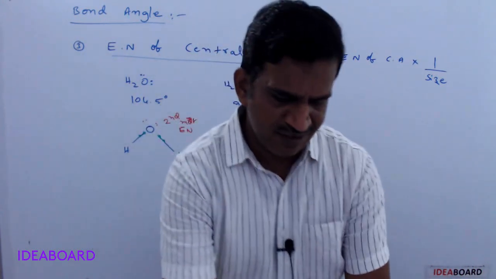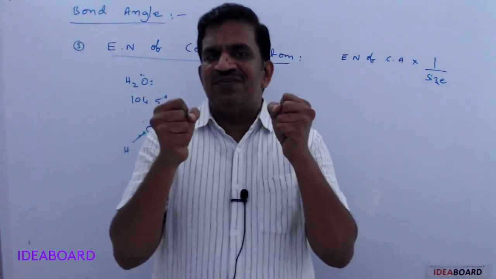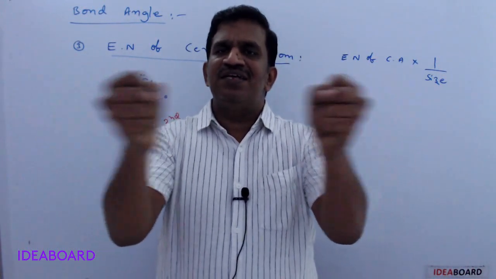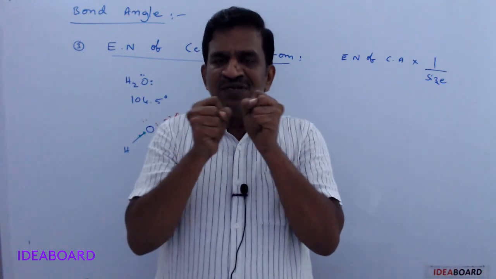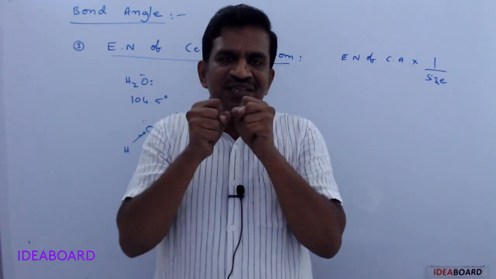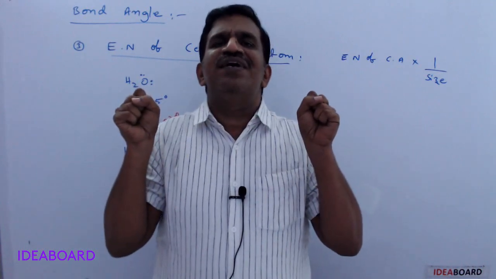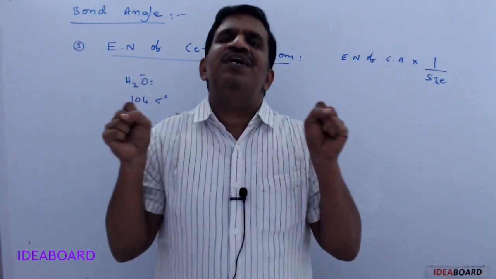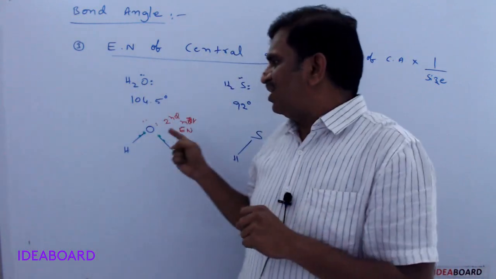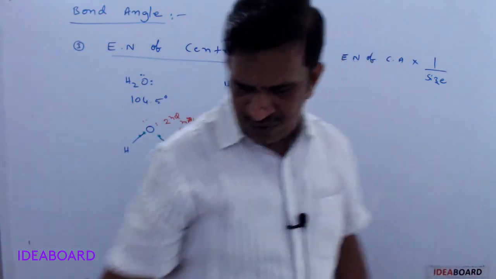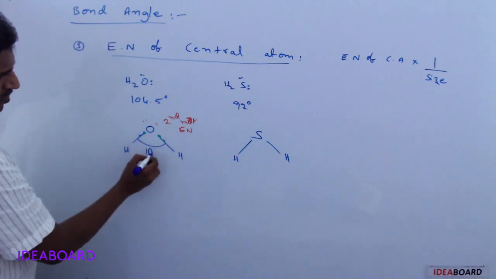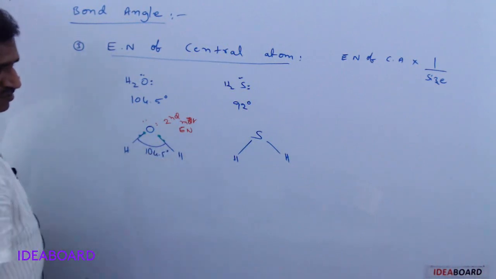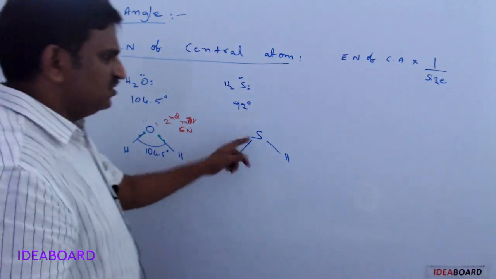Okay, so these are the bond pairs. When these bond pairs are away, the repulsions are less. When bond pairs are near to the central atom, the repulsions are more. When the repulsions are more, they move away. When they are moving away, what happens to the bond angle? It increases. So what is the angle between these two atoms? It is 104.5 degrees.